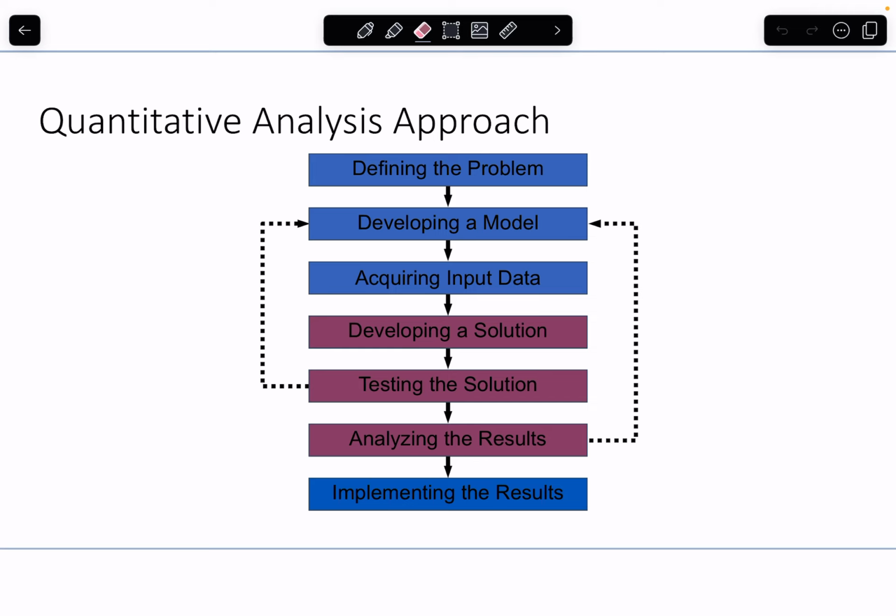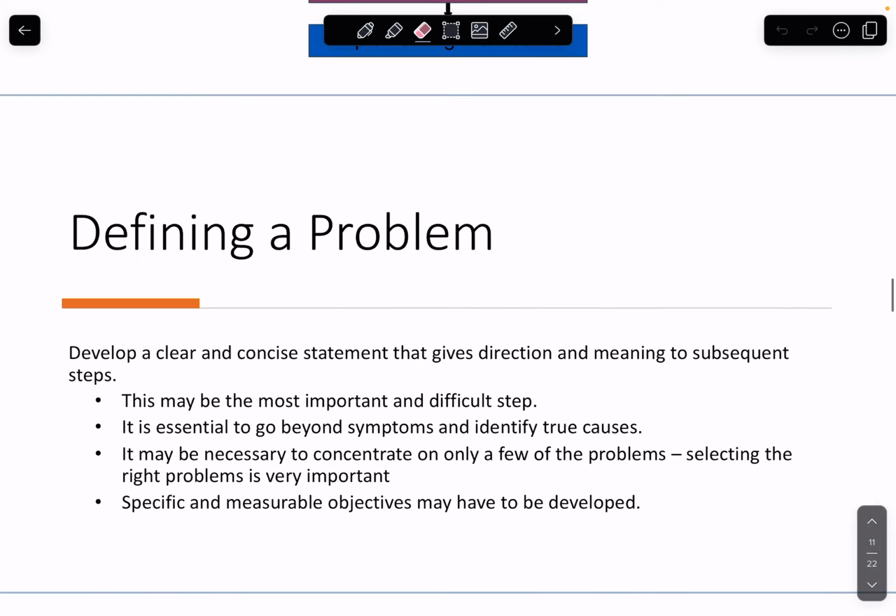So since safety far outweighs the profit, that we can get out of it. So that is how we do the quantitative analysis approach in decision making.